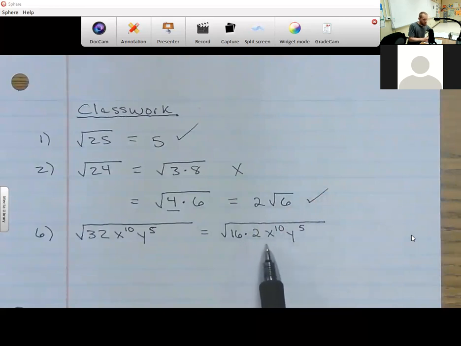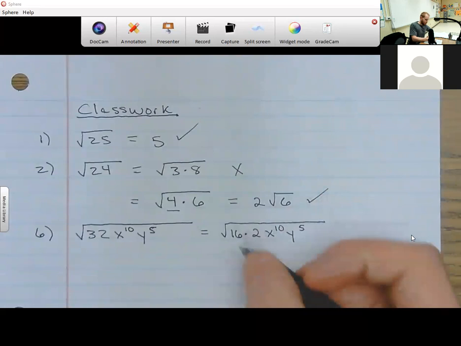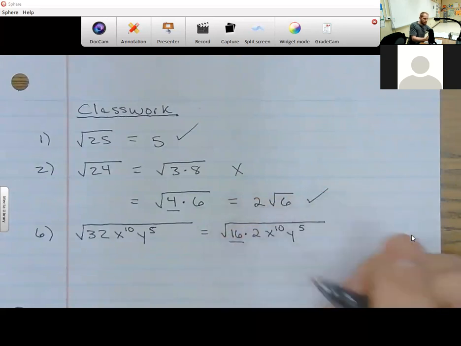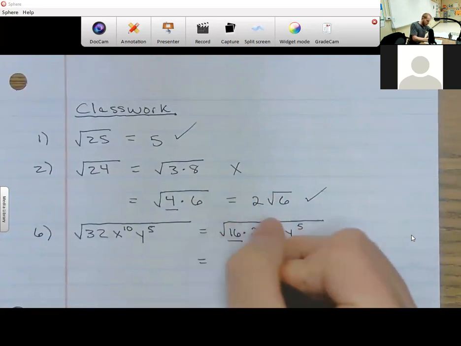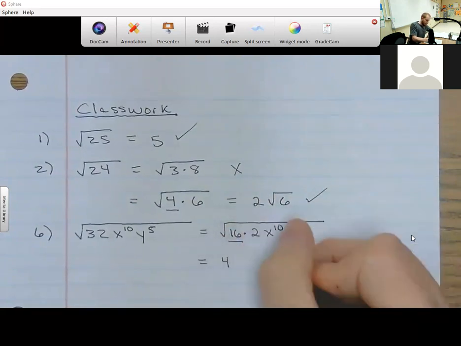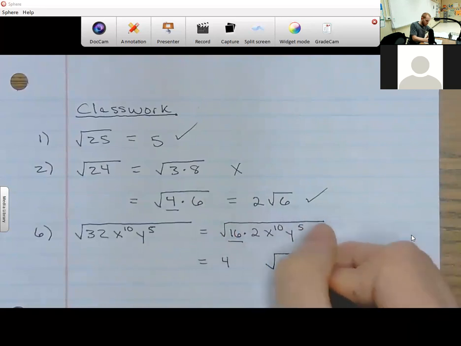Between the 16 and the 2, which one is a perfect square? 2 is not a perfect square. We know that. 16 is the perfect square. So I underline that. And I think, okay, what can I take 16 out as? What's the square root of 16? Square root of 16 is 4, right? So I can take this out as 4, but the 2 has to stay under the square root, right?